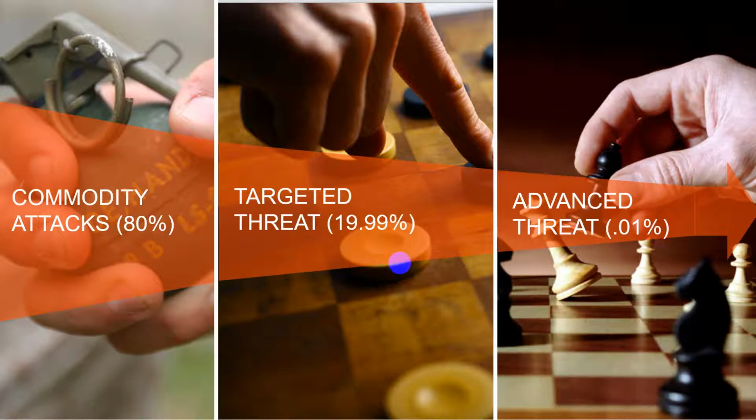Targeted attacks, which we hear about, like ransomware, Shamoon, and so on, are just 20%. And there is another threat called advanced threats, which is 0.01%, which I don't think happens here in the Middle East, because they are very targeted attacks with very sophisticated techniques. So 80% is commodity based, and we need to think about this biggest portion of 80%.